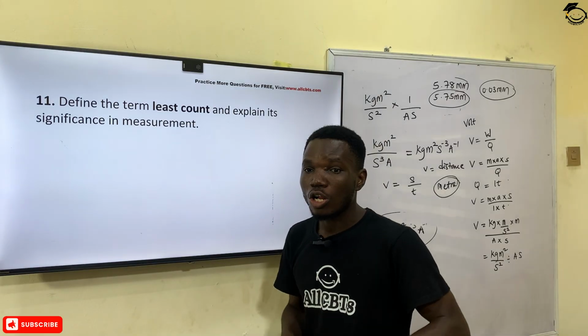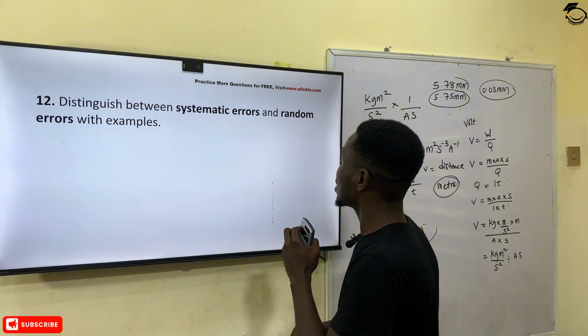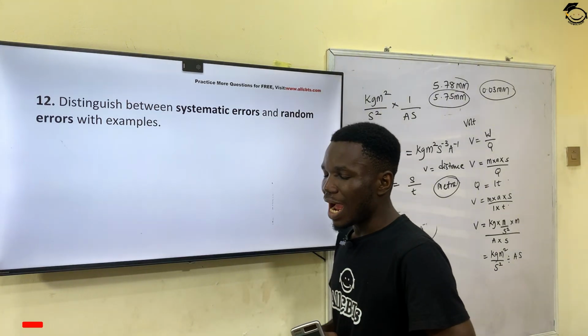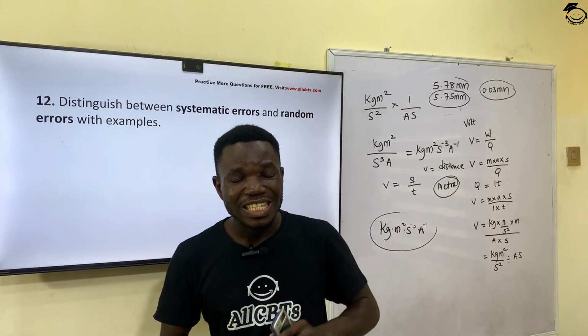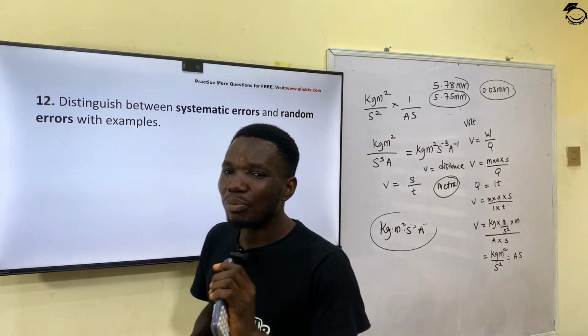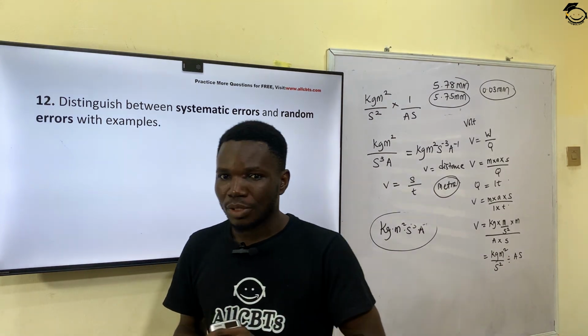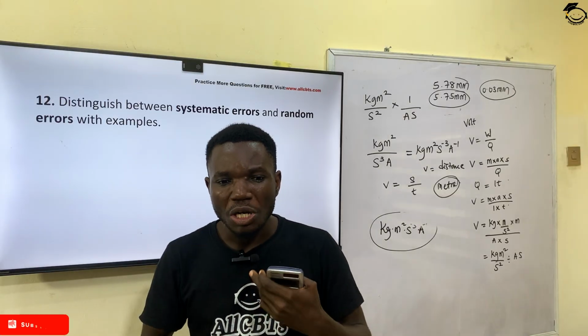So that is also question number 12, which says, distinguish between systematic errors and random errors. Now, I said earlier in a video where I talked about this topic that systematic errors are predictable and they are repeated. So you can easily repeat it. They are repeatable. So they continue to repeat themselves.